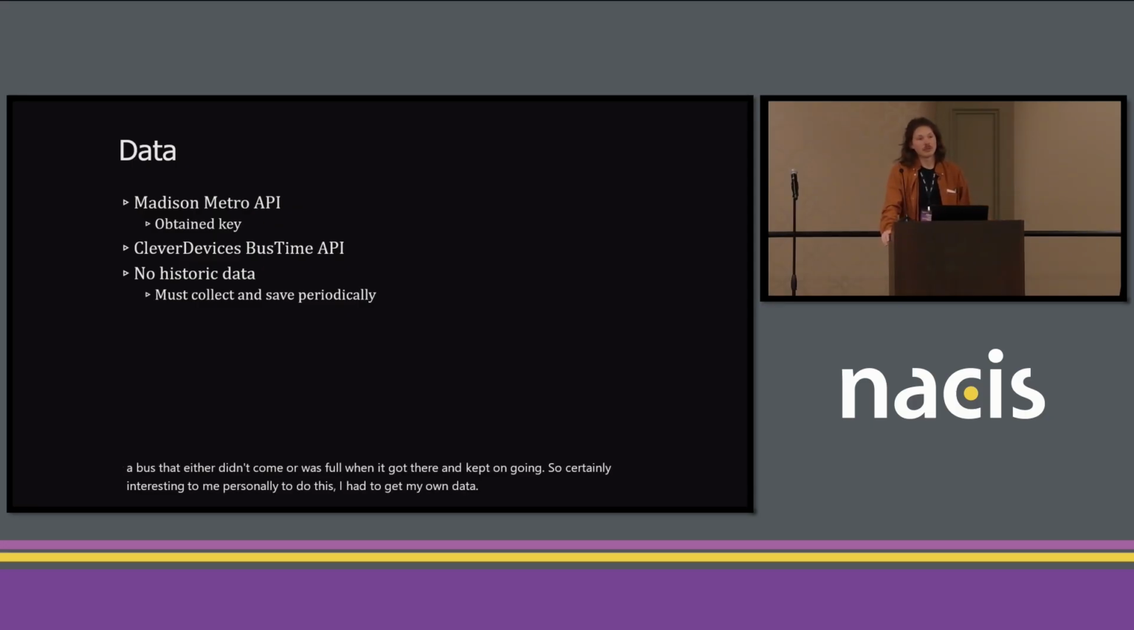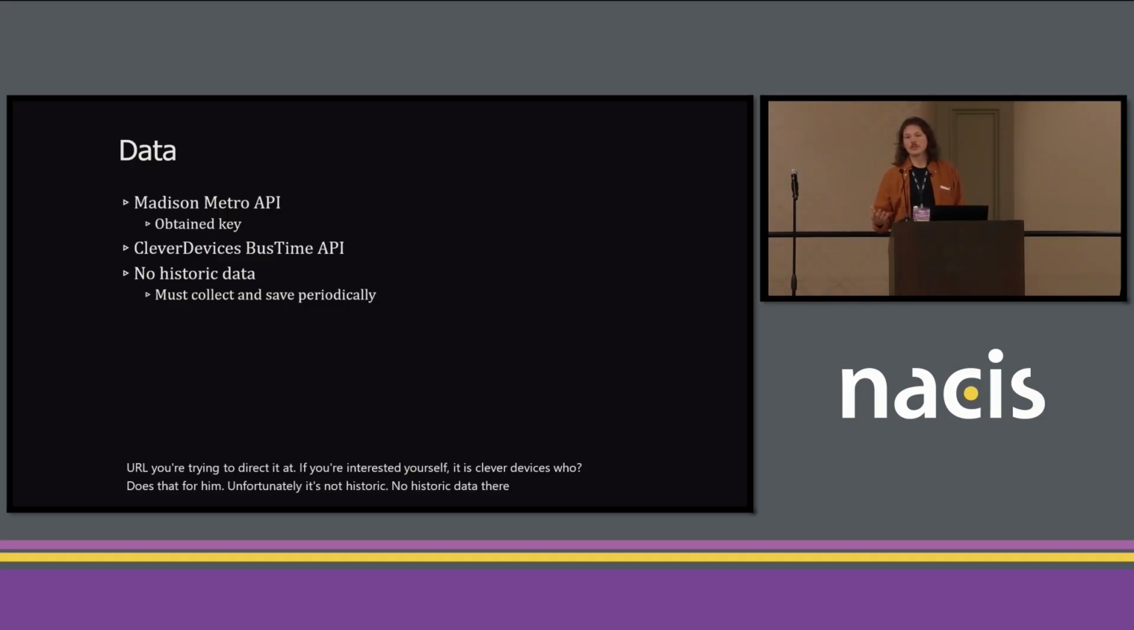Luckily, Madison Metro Transit has an API that they gave me a key to very easily, a little request. It is a commercial API, so they're contracting this out. So the code is potentially reusable with very little changes, really just the URL you're trying to direct it at. If you're interested yourself, it is Clever Devices who does that for them. Unfortunately, there's no historic data there.